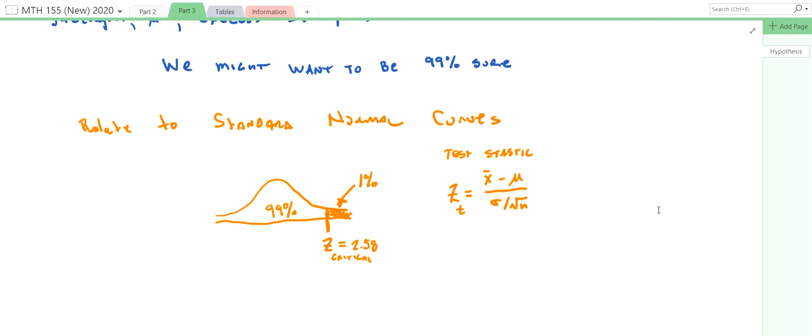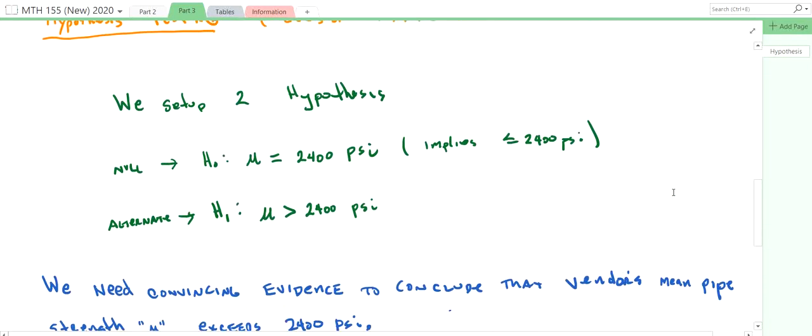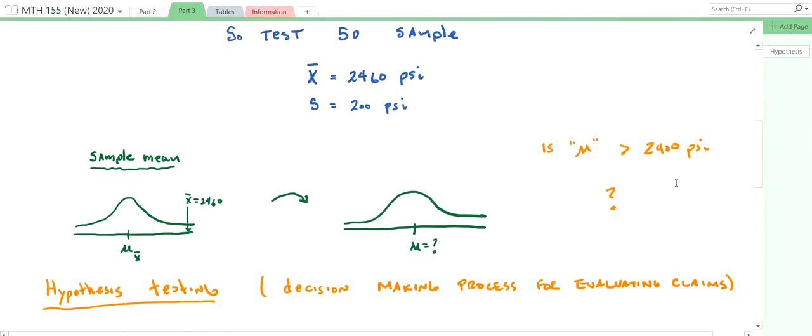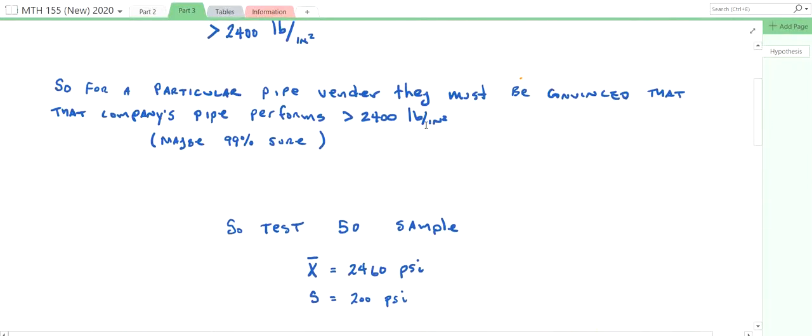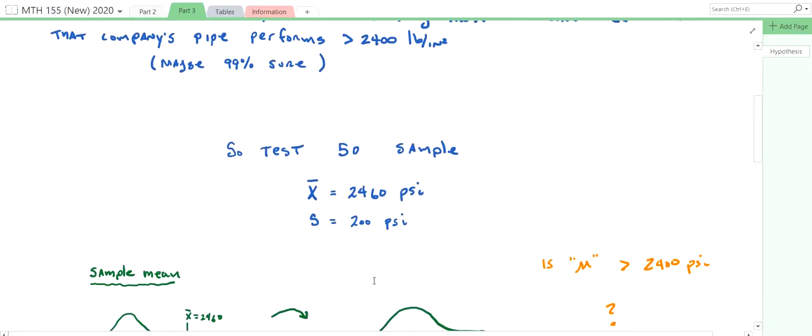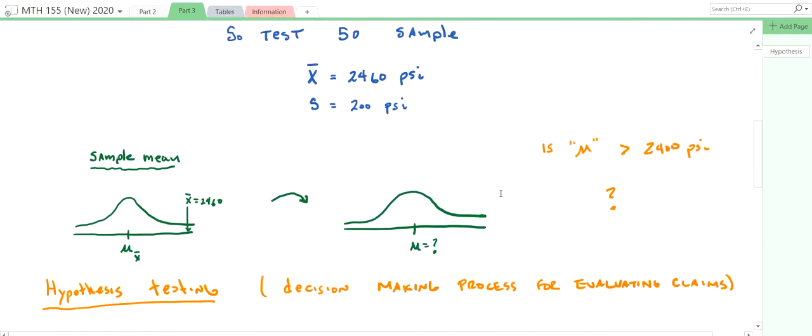So we were talking about this pipe problem where the city wants to ensure that a vendor's pipe has at least 2,400 pounds per square inch strength to it. And so the city took 50 samples and tested them and came up with these results.